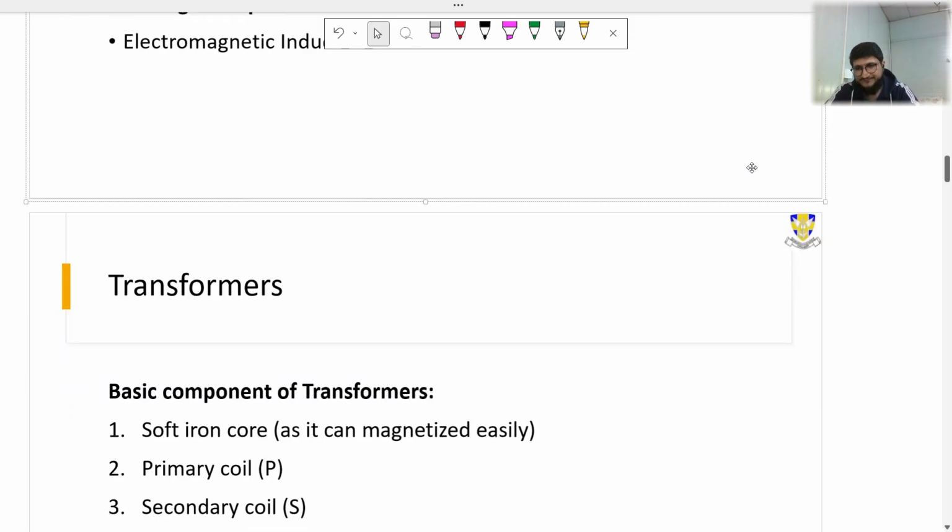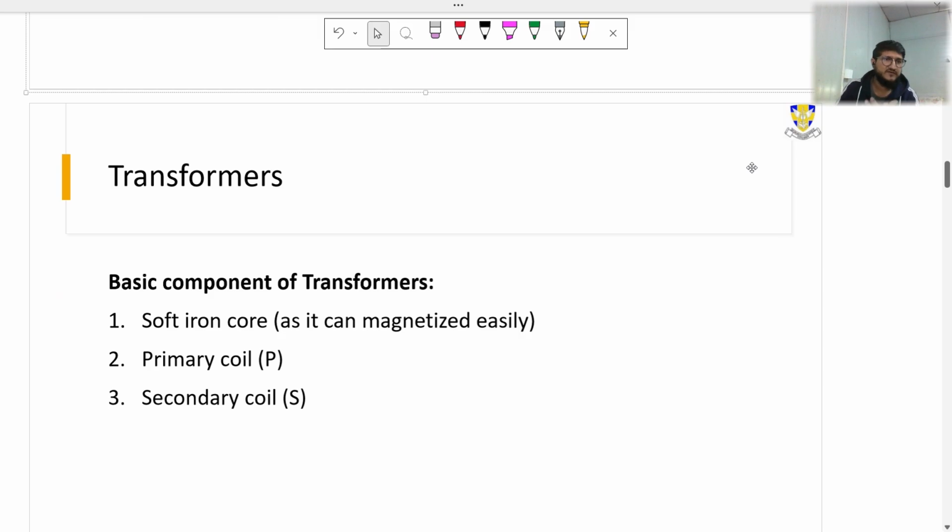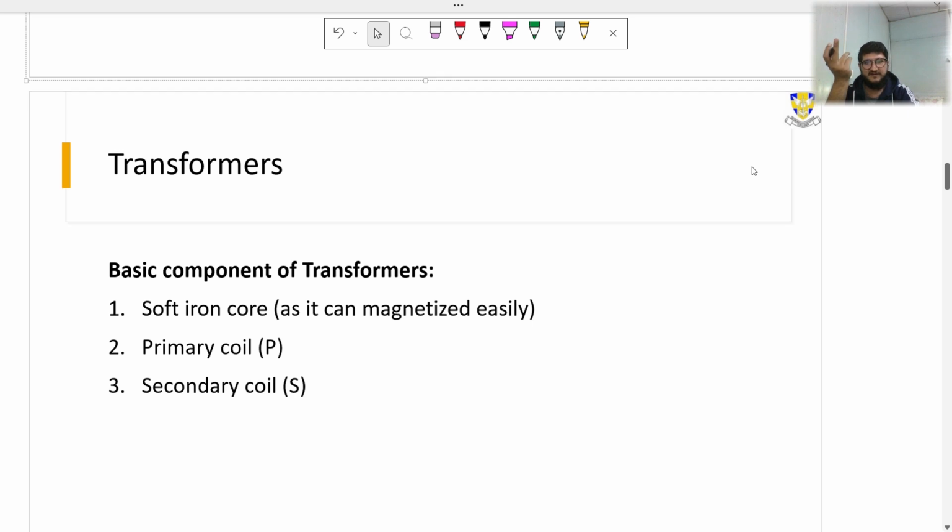Now, what are the basic components of the transformer? The basic components of the transformer are a soft iron core, and after that, a primary coil and a secondary coil. The reason we use a soft iron core is that it can magnetize easily.